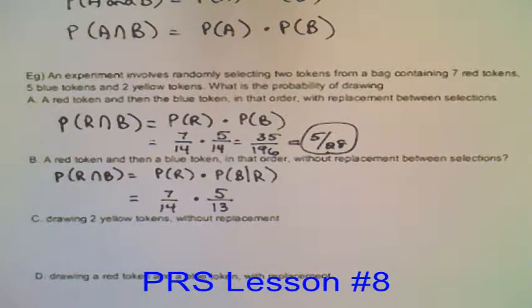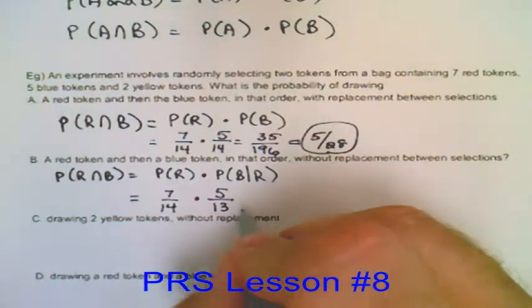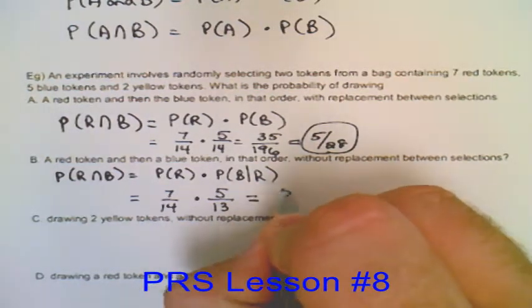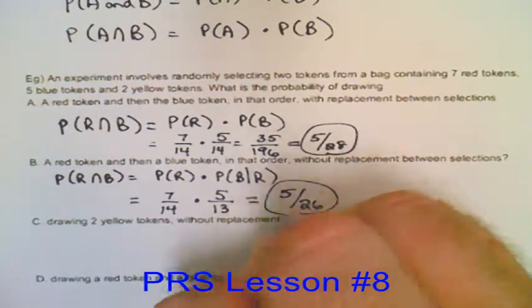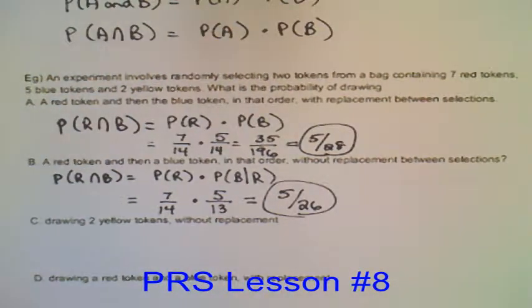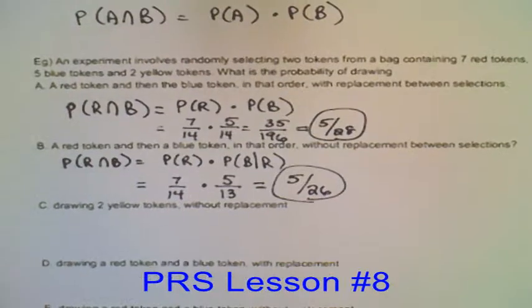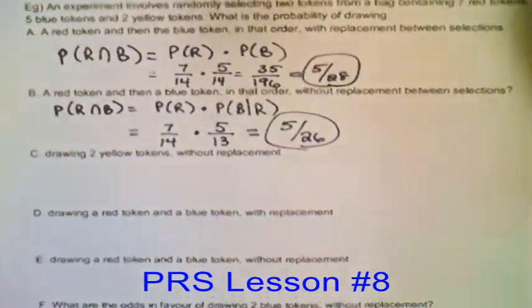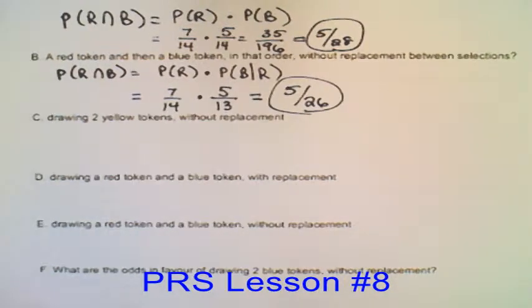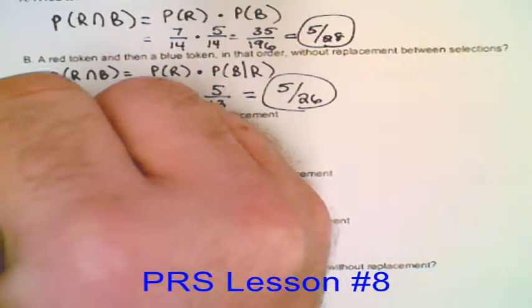The red token is still 7/14. Nothing's changed. The blue token is still 5. There's still 5 blue tokens, but if I've already drawn the red and I haven't put it back, there are only 13 tokens left. So that second probability became 5 out of 13. And so I have 7/14 times 5/13, and I want that as a fraction, and that reduces to 5 out of 26. I just did the math and simplified it. Before simplifying, it's 35 out of 182, I think. So you get that.